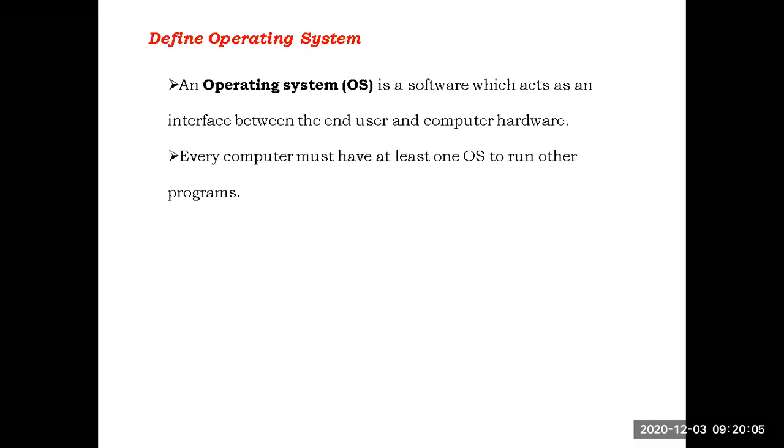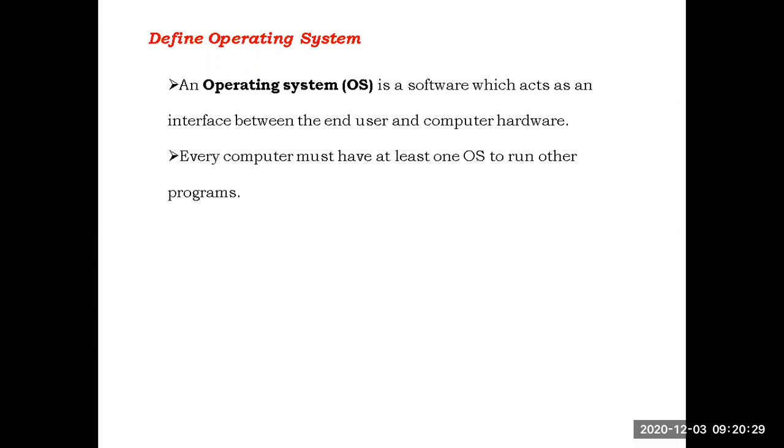ఓకే, every computer must have at least one operating system to run other programs. మన కంప్యూటర్ లో OS లేకుండా మనం ఏమీ చేయలేము. We can't do any work without an operating system. So the operating system is compulsory in our computer to do any other work. To run other programs means to do other work. For example, you want to see movies, you want to play songs, you want to play games.